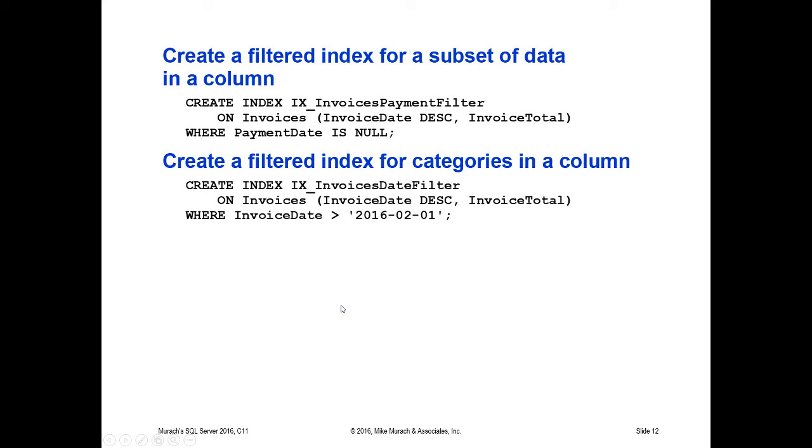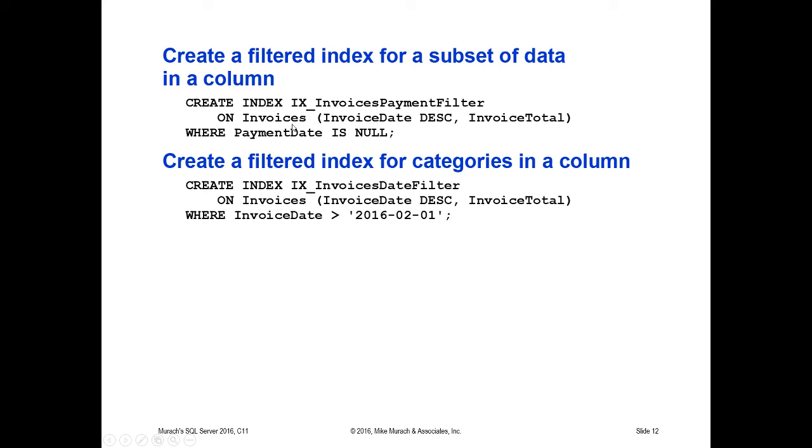Now we can also create a filtered index. This is an index built on specific rows that meet data requirements. Here we're creating an index on the invoice payment, and we're calling it a filtered index. It's good to put that in the name so that we're aware of that when we look at it.